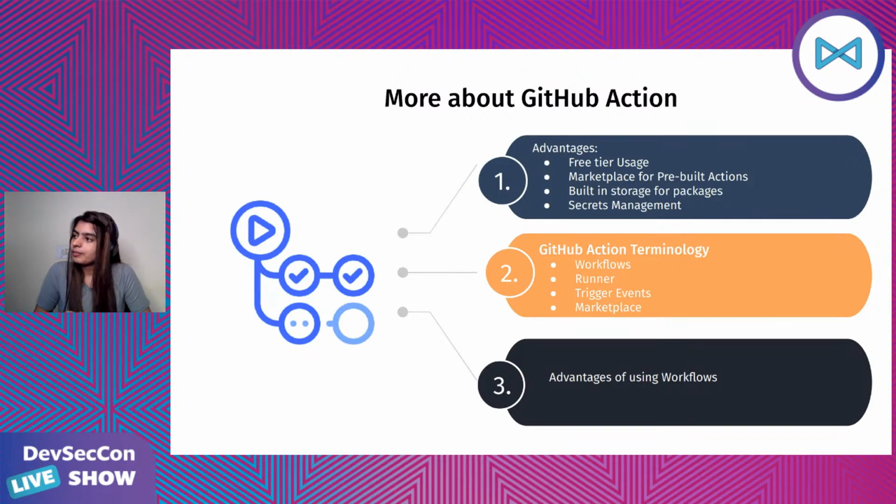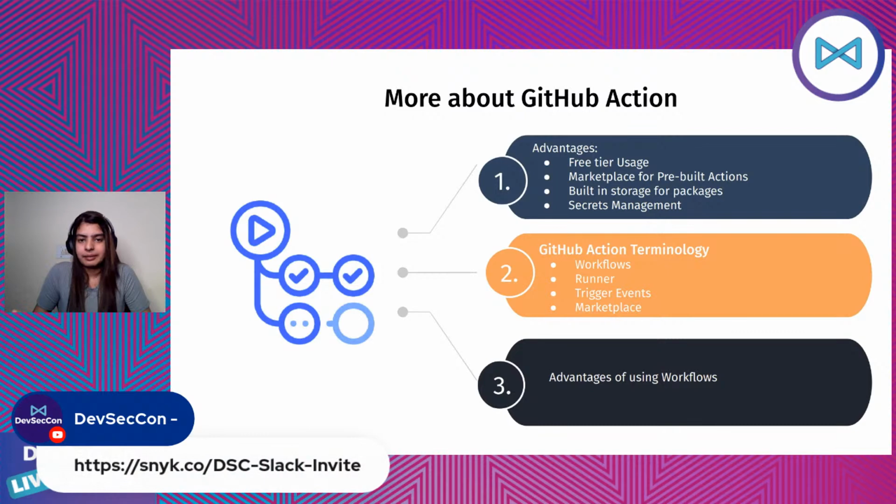The next advantage is secrets management. You can store sensitive information as a secret in your organization, repository, or environments. GitHub encrypts all the secrets which are used in the workflows, and you pass them by secrets dot the secret name. I will be showing the demo further in the talk.